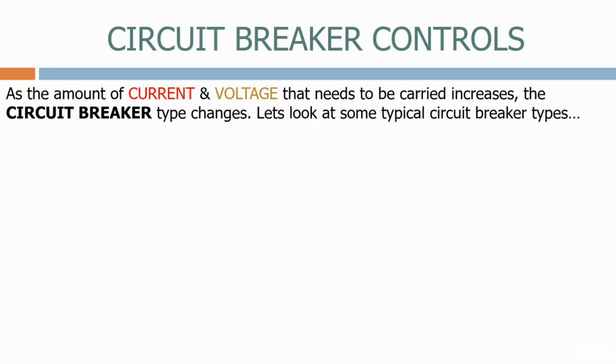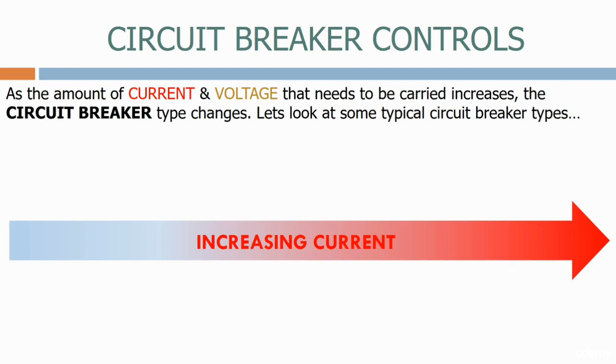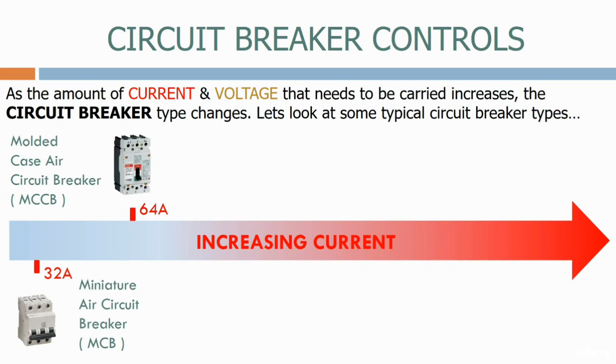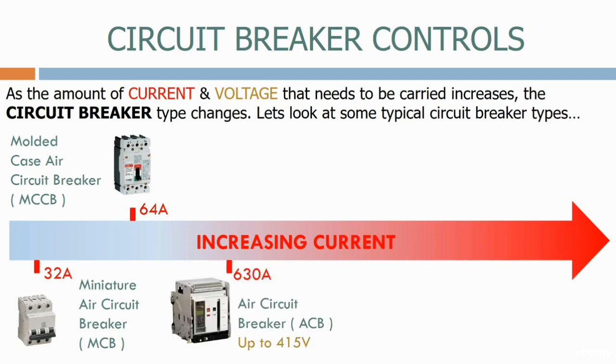As the amount of current and voltage that needs to be carried increases, the circuit breaker type changes. Let's look at some typical circuit breaker types. First, we have the miniature air circuit breaker, or MCB. These are rated up to 32 amps. Next, going up the current scale, we have the moulded case air circuit breaker, or MCCB. These are rated up to 64 amps. Next, we have the air circuit breaker, or ACB. These are rated up to 630 amps, and is the biggest LV breaker that we use.